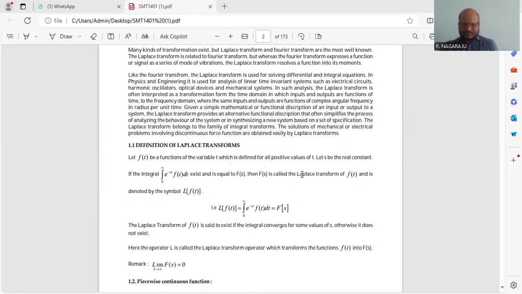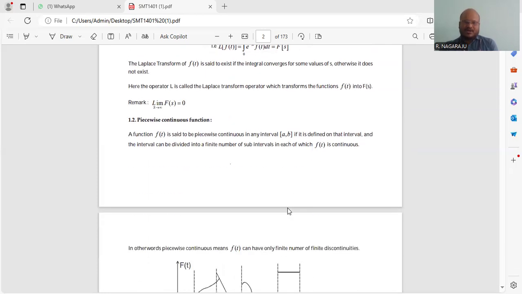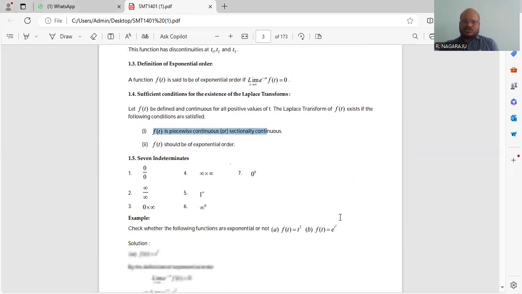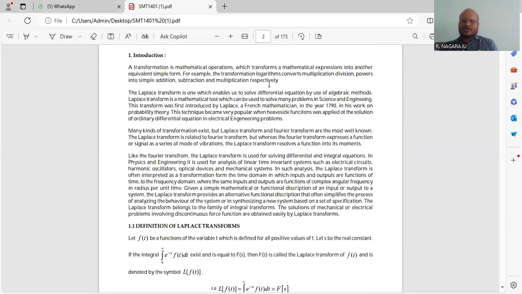And after that, whatever the values, very, very important here: whenever you are applying the Laplace transformation, there must be necessary and sufficient conditions. Two conditions must be satisfied. The first condition is piecewise continuous, and the second one is exponential order. If these two conditions are satisfied, then only you can apply the Laplace transformation. So this is today's topic. I hope all of you understood this one. Thank you very much.